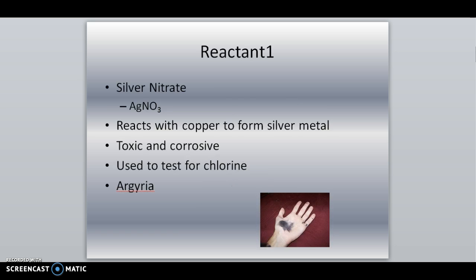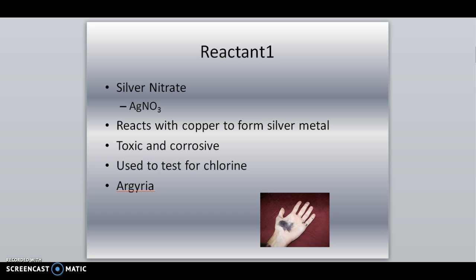My first reactant was silver nitrate. Its chemical formula is AgNO3, and some of its distinctive properties are that it reacts with copper to form silver metal, it's toxic and corrosive, and they sometimes use it to test for chlorine because of the reaction that we're about to explore.